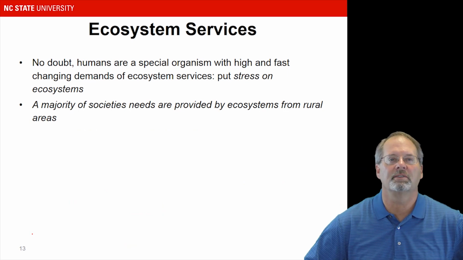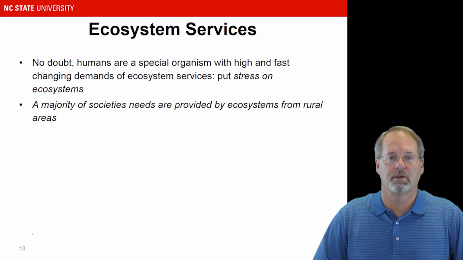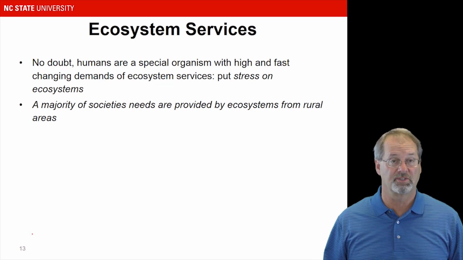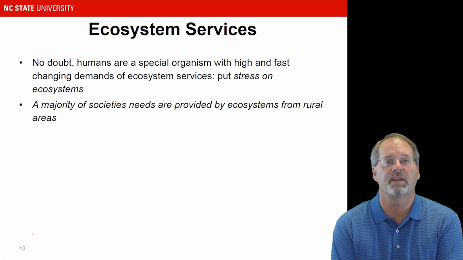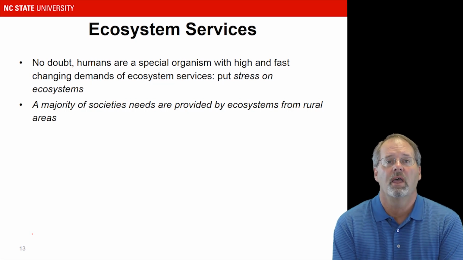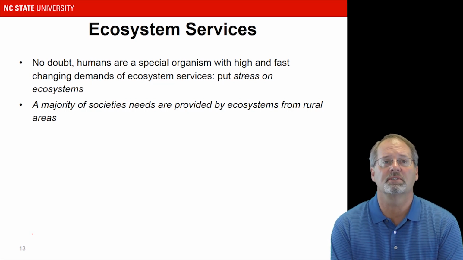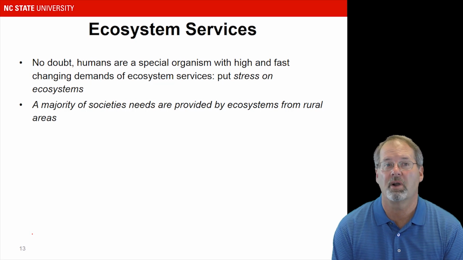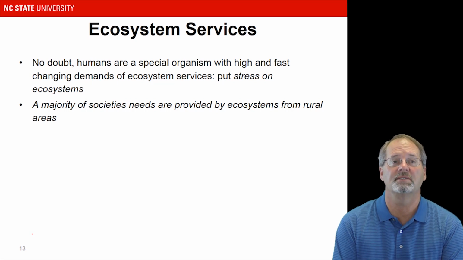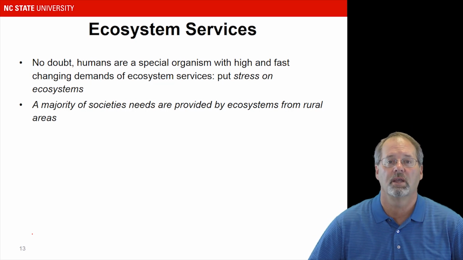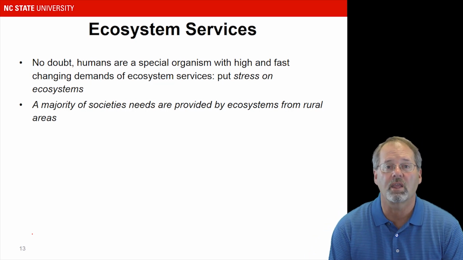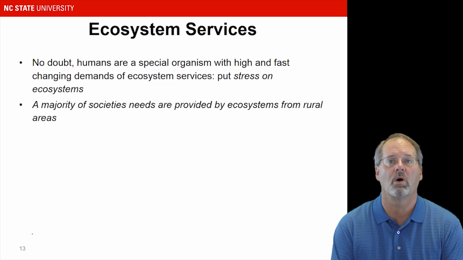Okay, to summarize, humans are a very special life form. We have a lot of demands, and we place them on ecosystems. We take the ecosystem services, and this puts stresses on the ecosystems. So to summarize, a majority of society's needs are provided by ecosystems from rural areas. In other words, rural areas are key in providing our good quality of life.